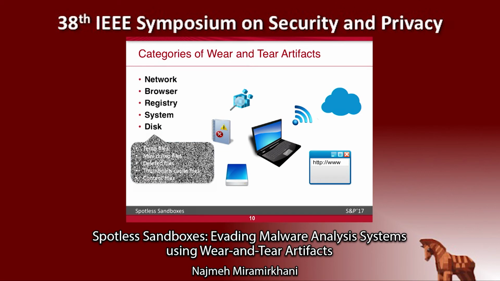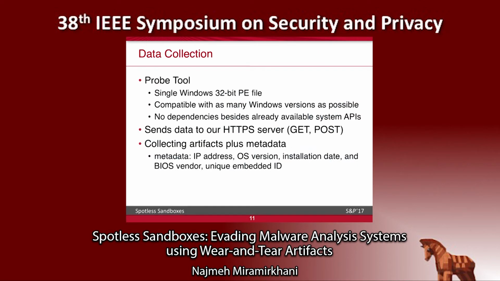And the last aspect of the system is the disk or file system. So we look into the changes that happen in the file system, in the form of deleted files, cached data, or temporary files, and we extract wear and tear features. In order to collect the data, we implemented the prop tool, which is essentially a Windows PE file, and when it gets executed, it will collect all the values of wear and tear artifacts, and it will send them back to our server.